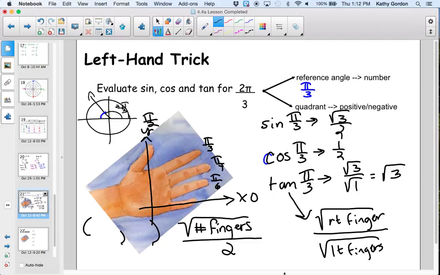Okay? Now, this only gets me the numbers. I've only done half the job so far. Now, I need the positives or negatives. So that depends on which quadrant I am in. What quadrant is 2 pi over 3 in? The actual angle I'm interested in. 2. What gets to be positive in the second quadrant? Sine. So that means cosine and tangent are going to have to be negative. Now I'm done. This is now what 2 pi over 3 is equal to.